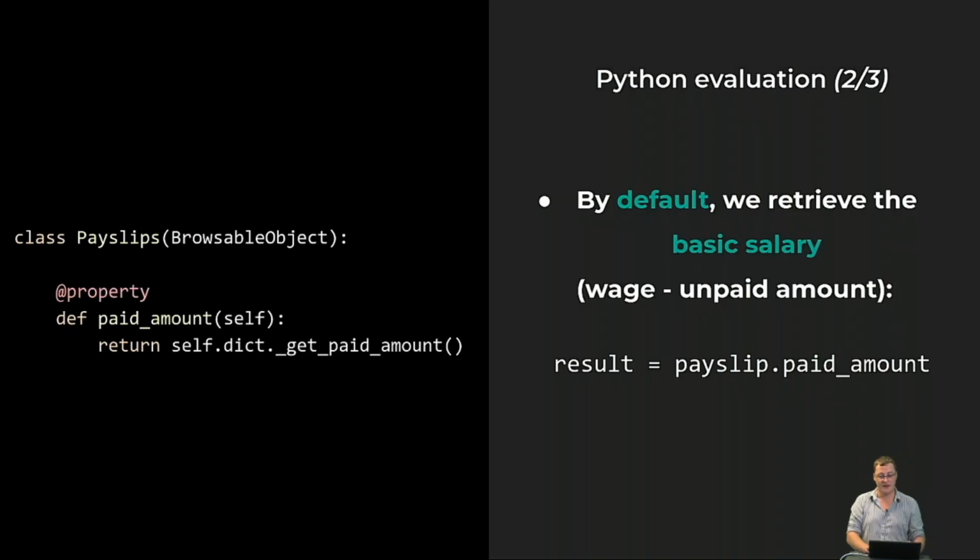And the last specificity of the payslip browsable object is the paid amount property. As you know, we can define certain unpaid time off on a structure. Using this property allows you to retrieve the basic salary, so the actual wage minus the unpaid amount, only by using result equal payslip.paid amount.